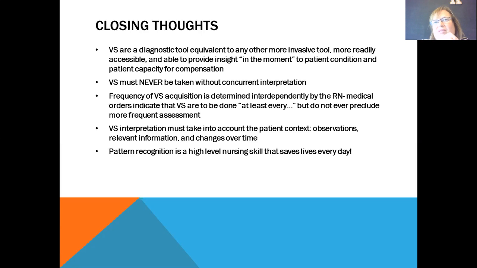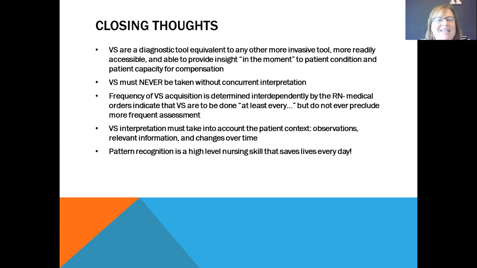So the medical orders may say vital signs every 4 hours or 8 hours or Q shift or Q day or however they say it. But what that really means is at least. When it says vital signs Q4H, that doesn't mean do them only Q4H. Every time you read that order, you say to yourself, that means I do them at least every 4 hours. It never means don't do them more often than that. It never precludes more often assessment. A vigilant RN is assessing her patient as often as is required. That's why we're there, eyes and hands on our patient.